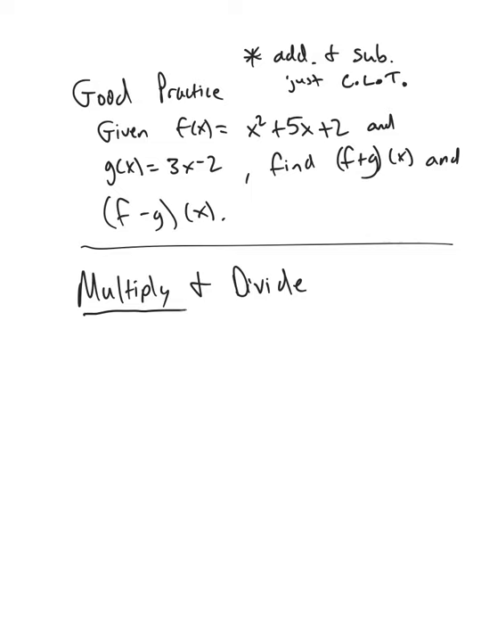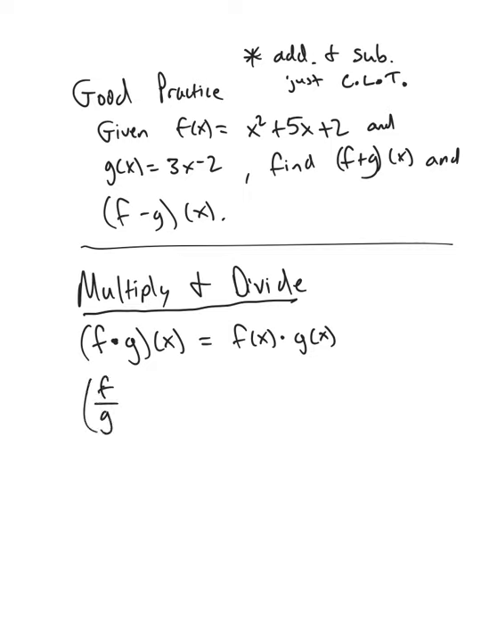All right, so multiplying and dividing, what's that look like? So f times g of x. Okay, guys, it's just multiplication. F of x times g of x. Again, this is notation, kind of the abstract of it. F divided by g of x. Okay, so you write the f function on top divided by the g function, guys.